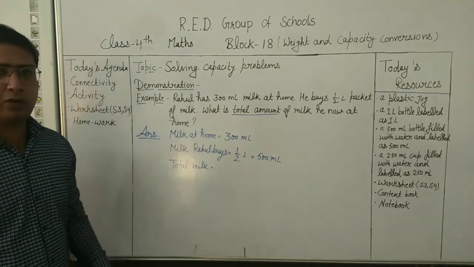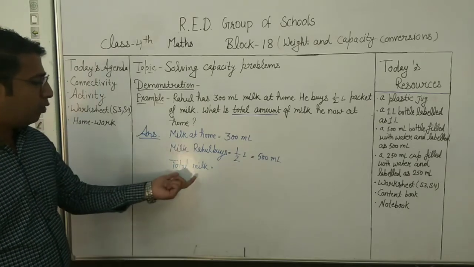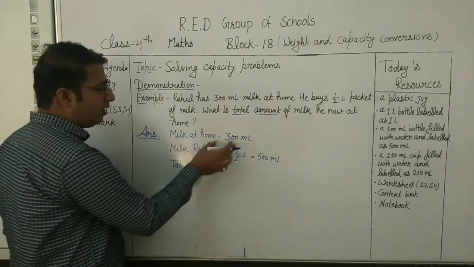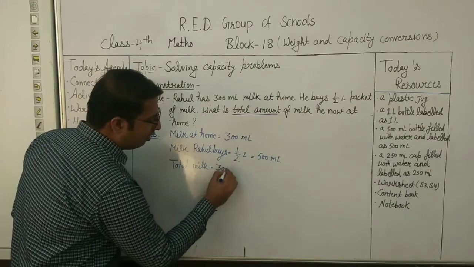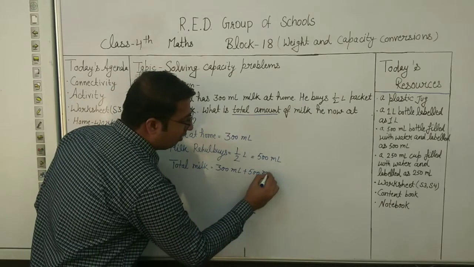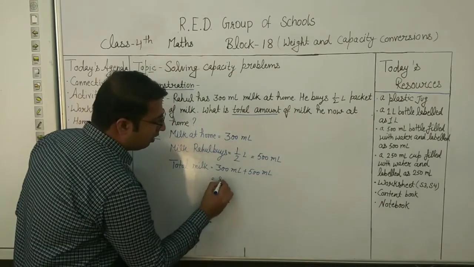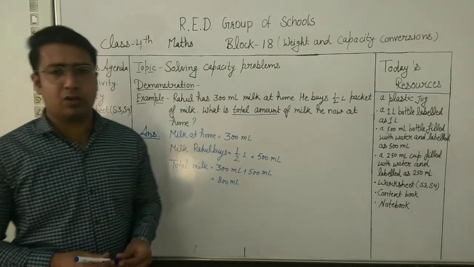Now it is asking about the total. So total means we have to add them. So now total milk, we will add both the quantities of the milks. That is 300 milliliter plus 500 milliliter. So the total will be 800 milliliter. So this is the answer of the question.